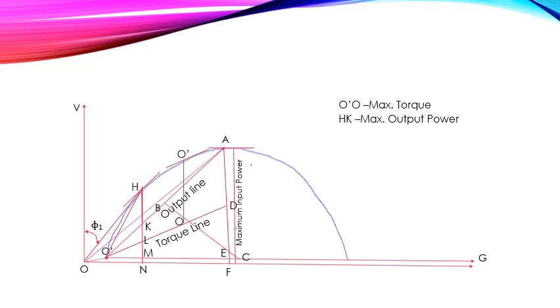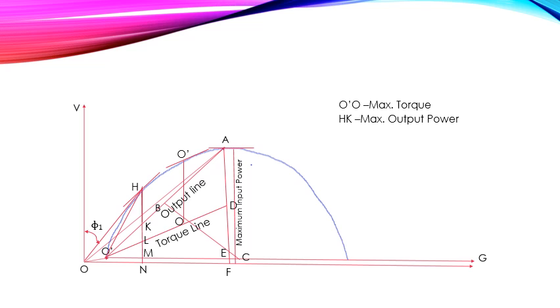Now to estimate the maximum torque, draw a line parallel to the torque line, then that will intersect the semicircle at O dash, that is, it will be tangent to the semicircle, and then O dash O will indicate the maximum torque, right?